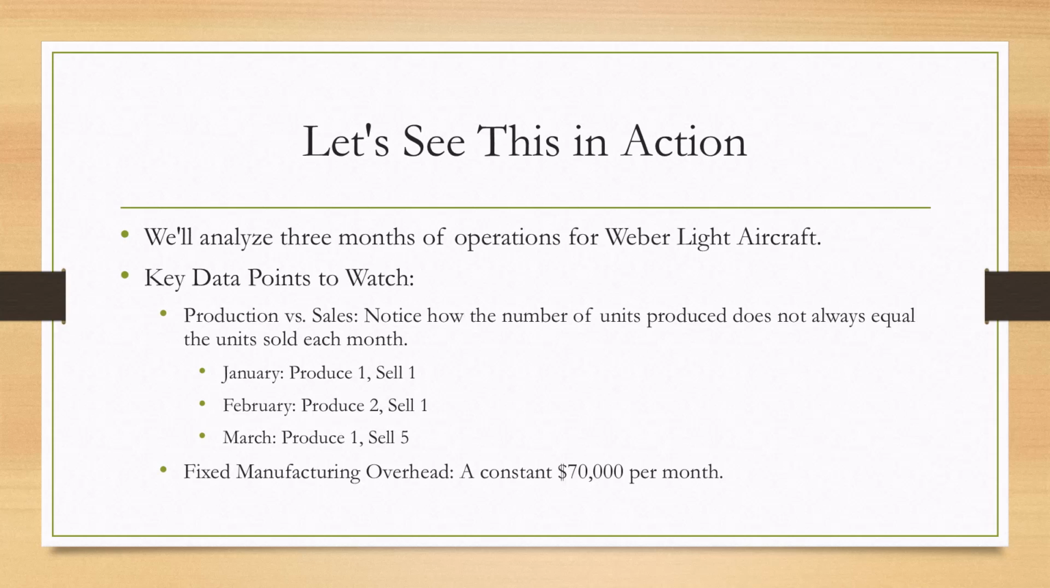In January, they produce 1 and sell 1. In February, they produce 2, but only sell 1. And in March, they produce 1, but sell 5, presumably by drawing from inventory. Second, remember that fixed manufacturing overhead is a constant $70,000 each month.